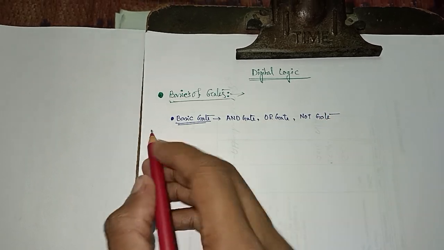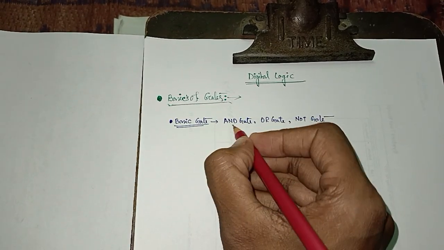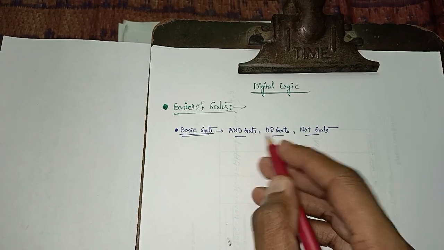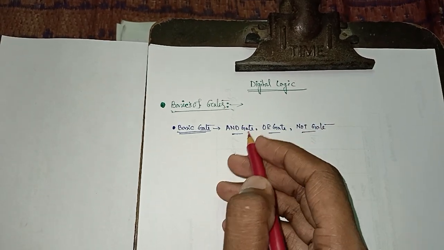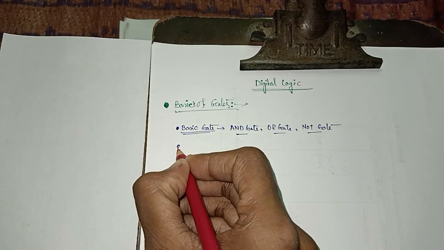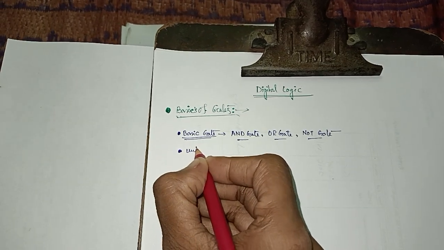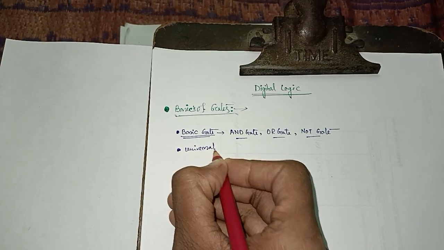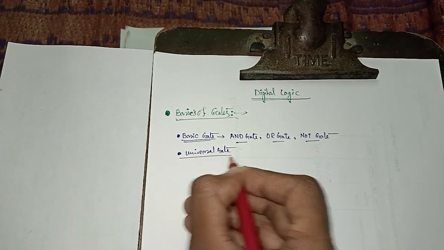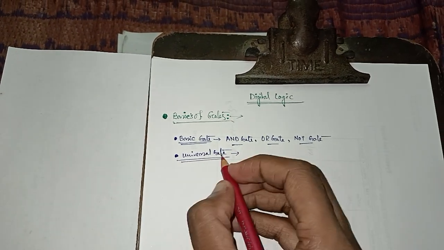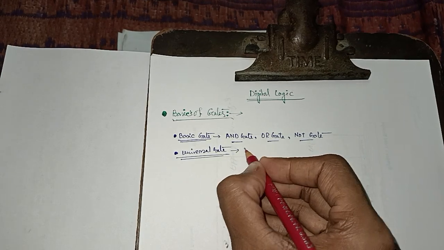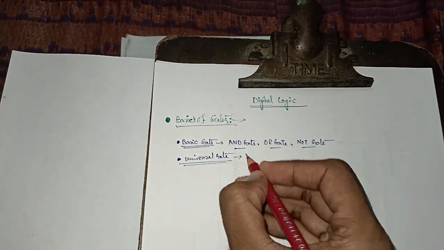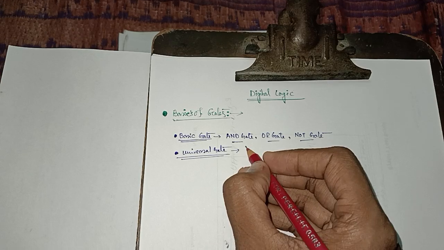So from the basics of gates, there are three gates: AND gate, OR gate, and NOT gate. From these three gates, we implement all other gates. Then we have the universal gates. There are two of them. We implement them using the basic gates, but they are called universal gates. Later we will discuss why they are called universal gates.